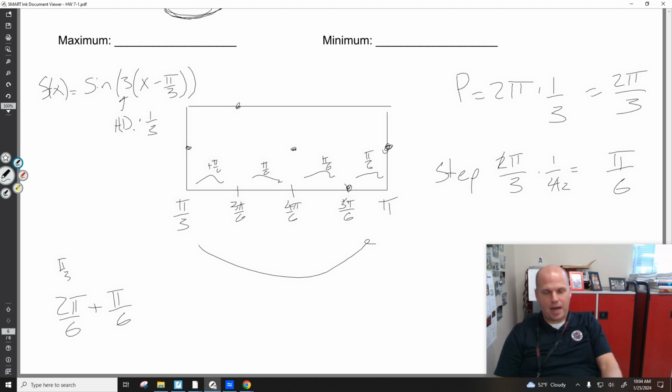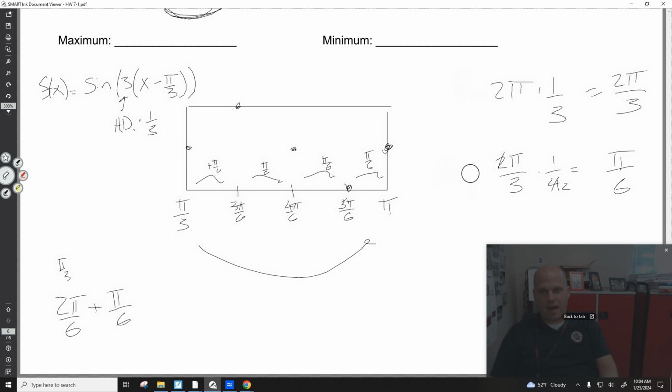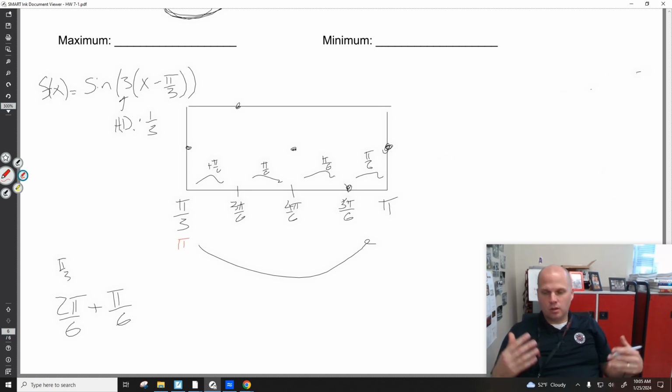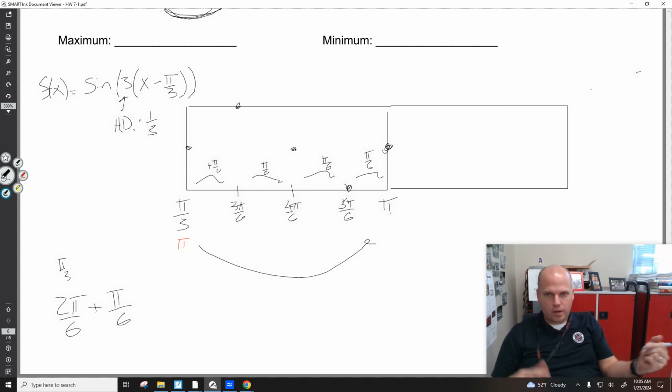Here at pi. You could keep going to the right if you want to and keep stepping out. Why don't we do that? Instead, we could just say, oh, this is going to be coterminal. It'll be the same output as pi and then keep stepping for the same graph. Or, if you want to understand that we're not limited to just one period, we can keep going, keep adding pi over 6. 6 pi over 6, 7 pi over 6.